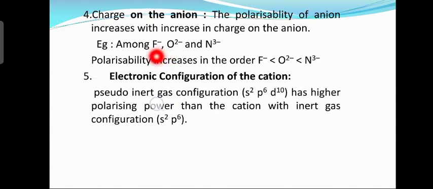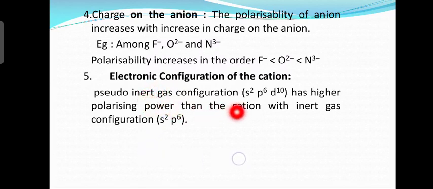So you know that F minus, O2 minus and N3 minus. The charge of nitrogen is 3 minus. So as the charge increases, the polarizability of the anion also increases. So this is the order: fluoride has the least charge and is least polarizable, next comes O2 minus, next comes N3 minus. Okay. Fifth point, electronic configuration of the cation.